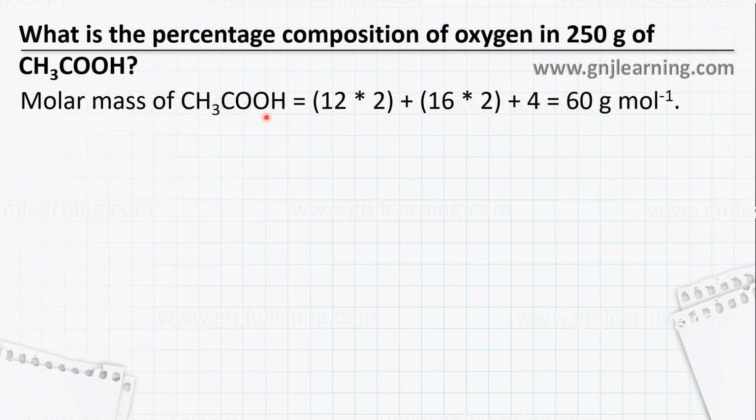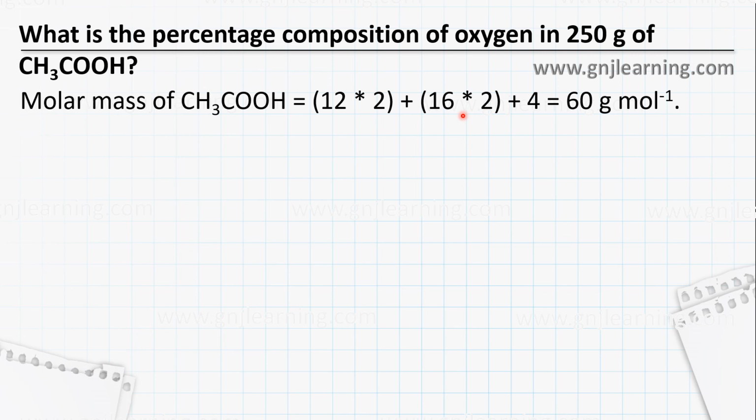How to get the molar mass? You just find the molecular mass. How to find molecular mass? You just add the atomic masses. So we have 2 carbon. Each carbon is having 12 U. So 12 into 2 is equal to 24. And we have 2 oxygen, that is 16 into 2, each oxygen is having 16 U. So we have 2 such atoms. So 16 into 2 is equal to 32.